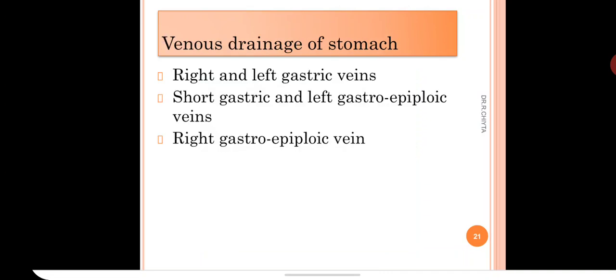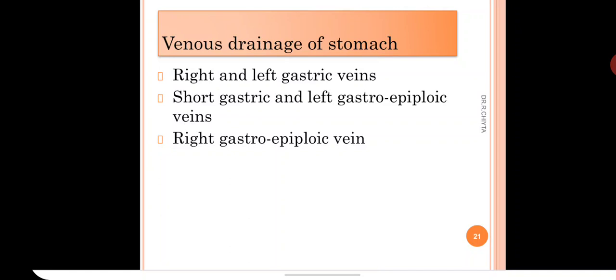Venous drainage of the stomach: right and left gastric veins drain into the trunk of the portal vein. Short gastric and left gastroepiploic veins drain into the splenic vein. Right gastroepiploic vein drains into the trunk of the superior mesenteric vein. The veins of the stomach correspond to the arteries of the stomach and drain indirectly or directly into the portal vein.